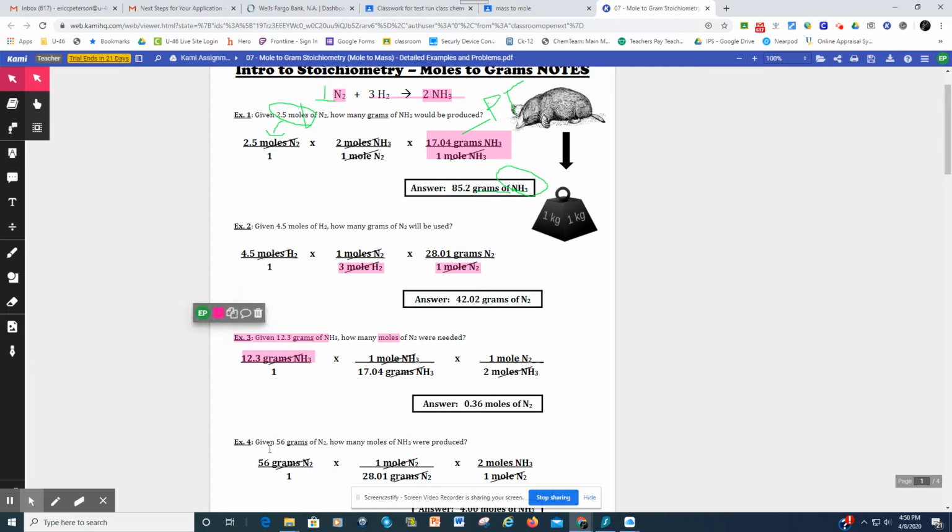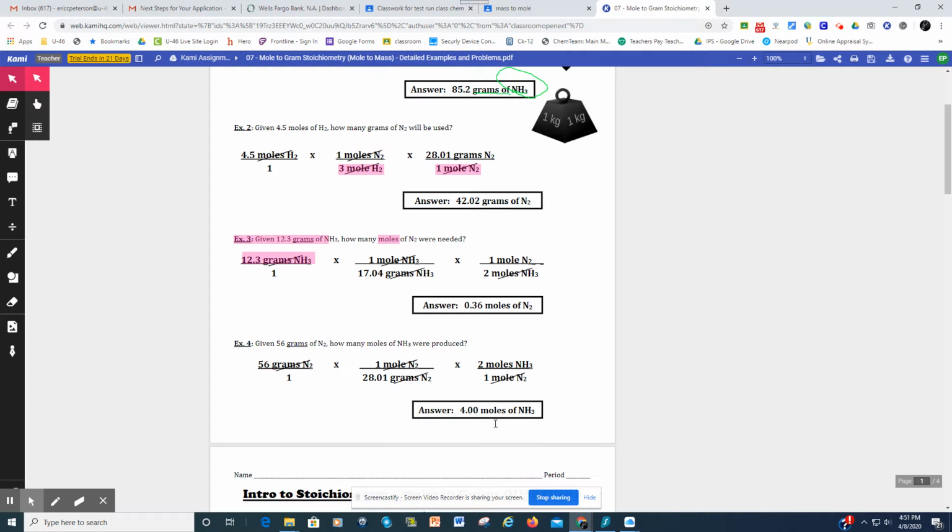Example 3 and example 4 are going grams to moles, and example 1 and example 2 are going from moles into grams. Example 4 is 56 grams of nitrogen. How many moles? Here's the grams. That number is from the periodic table, and it's in 1 mole. The nitrogen 1 here came from right here, and the 2 moles came from right there. Here, you're done. That's why you see them crossed out. And then you have 56 times 1 times 2 equals, divided by 28.01 equals, divided by 1 equals.